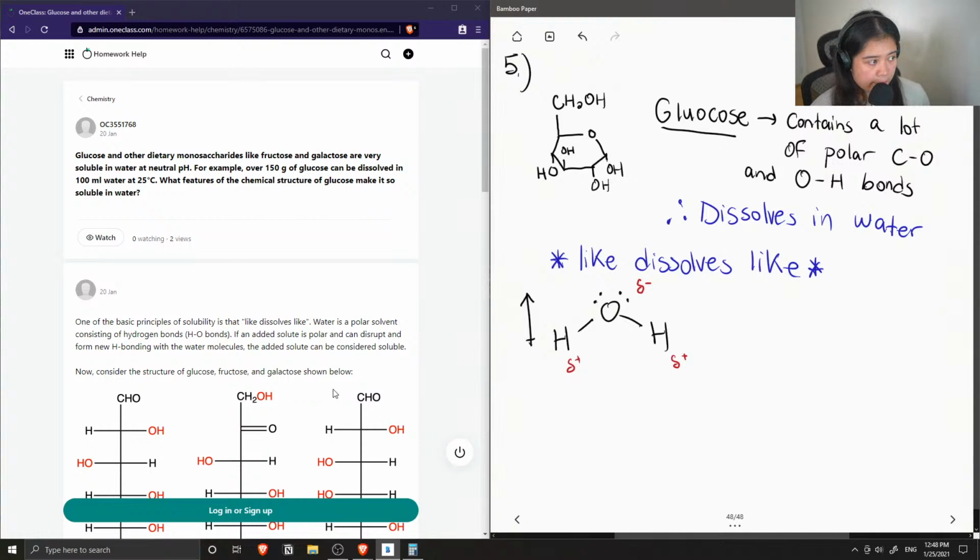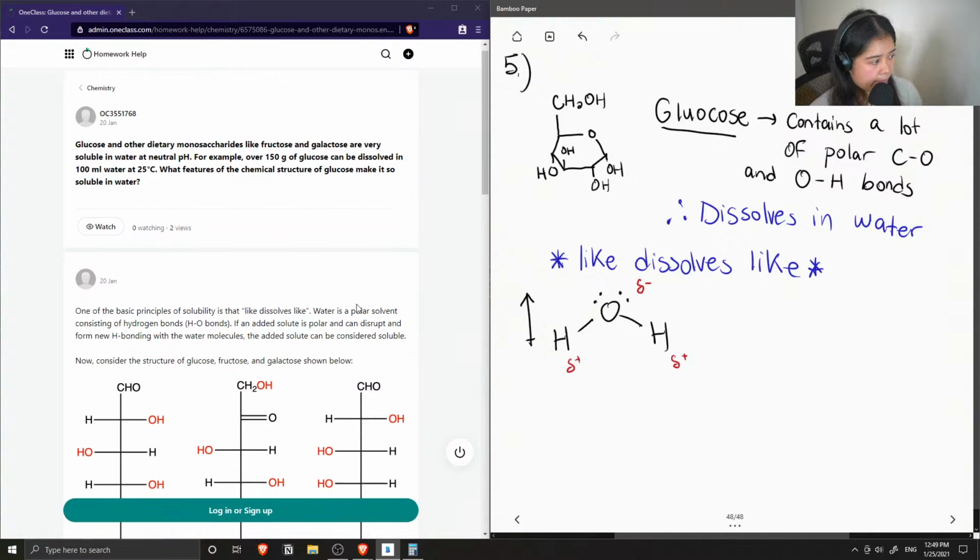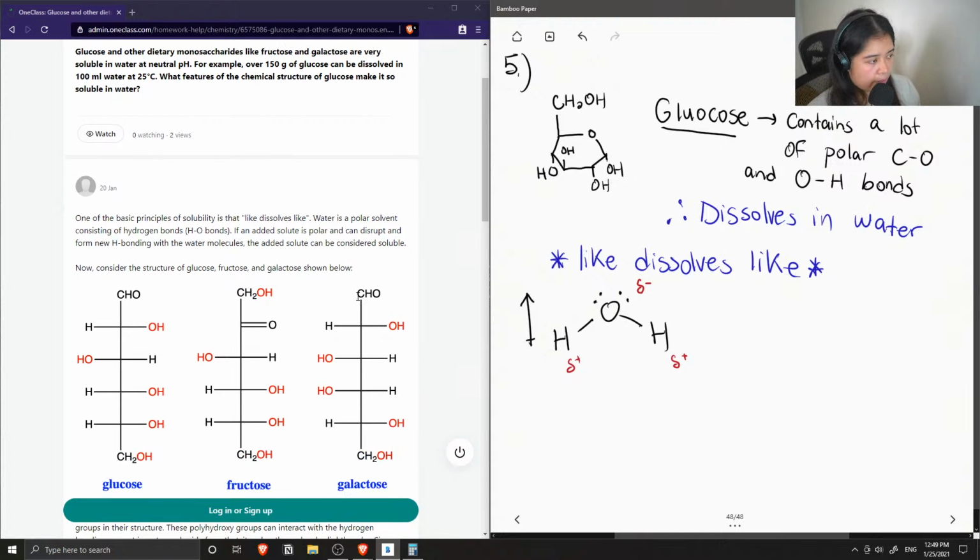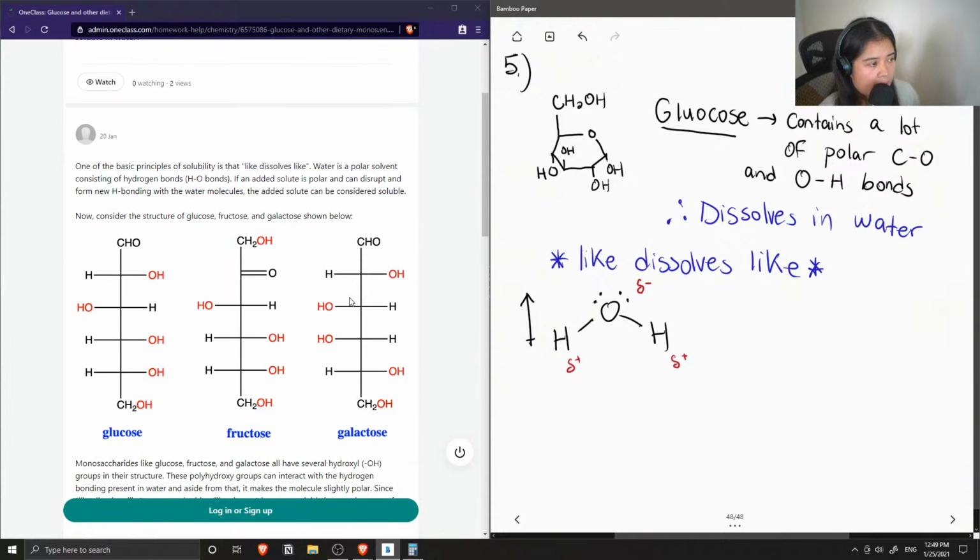So now let's see what the junior tutor said. One of the basic principles of solubility is that like dissolves like. Water is a polar solvent consisting of hydrogen bonds, so H-oxygen bonds. And if an added solute is polar and can disrupt and form new hydrogen bonding with the water molecules, the added solute can be considered soluble.